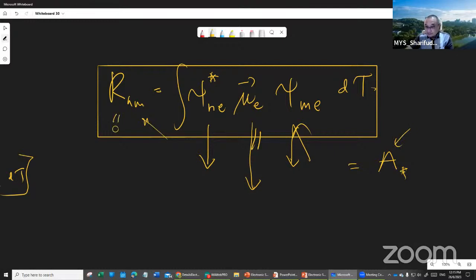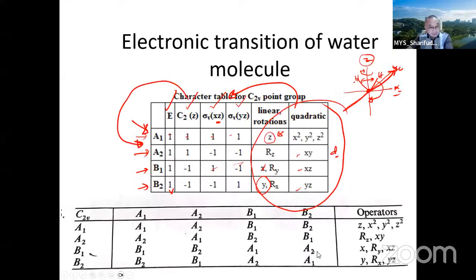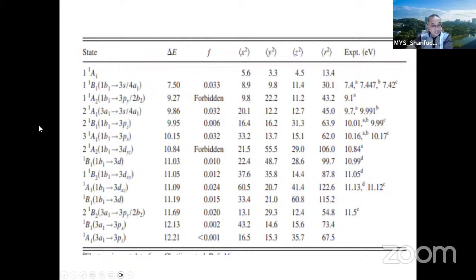For example, let's have a look at one example. For the water molecule, I think it's in the notes. Okay, this is the water molecule. You can see these are the different electronic states of the water molecule. So the first one is 1A1, so you can draw it. The ground state is 1A1. I'll just draw it here.